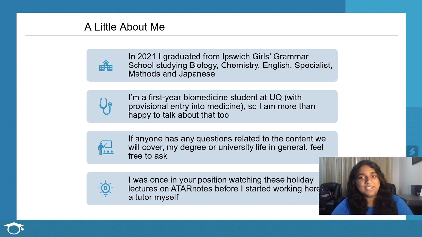But hello, my name is Amandi. I graduated in 2021 from Ipswich Girls Grammar School. And I studied biology, chemistry, English specialist, methods, and Japanese. So I like to tell people that I did two of the sciences, two languages, and two maths subjects. Currently, I'm a second year biomed student at UQ with provisional entry into medicine.